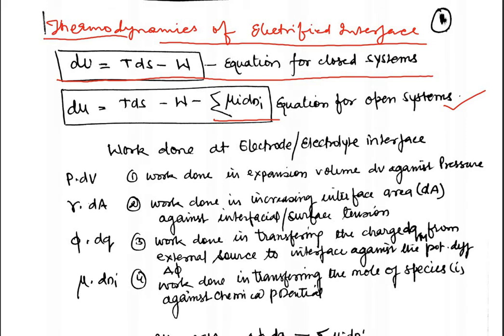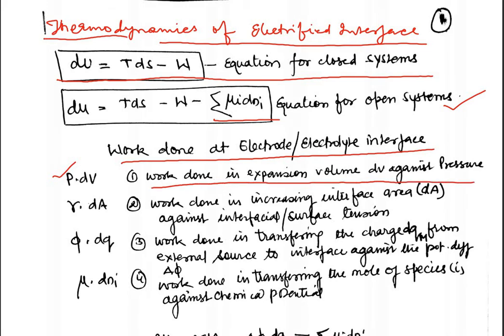Now, the work done at the electrode and electrolyte interface will be given by the following terms. The first one is PdV, that is work done in expansion of volume dV against the pressure. Gamma dA is work done in increasing interface area against interfacial surface tension. And this is phi dq, work done in transferring the charge dq m from an external source to the interface against the potential difference, that is del phi.